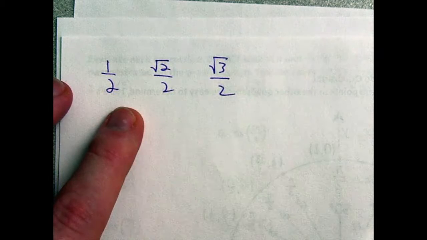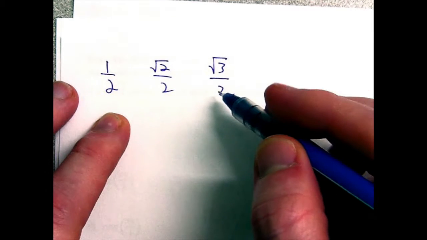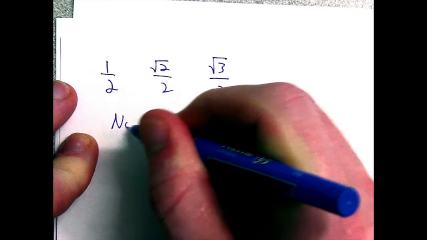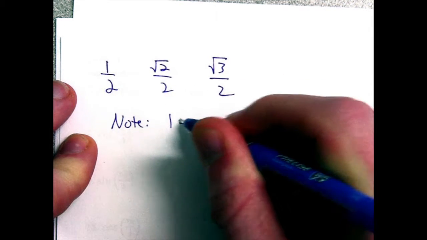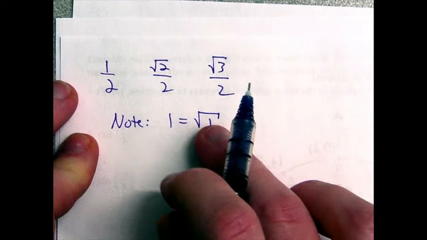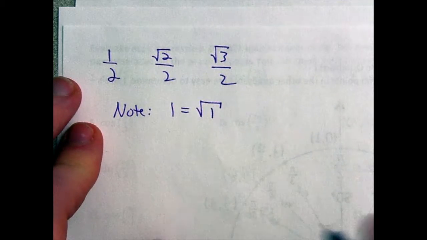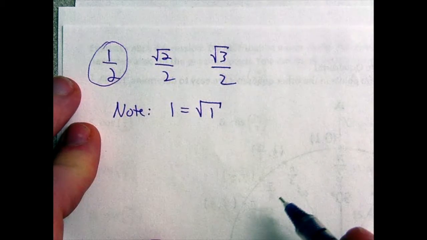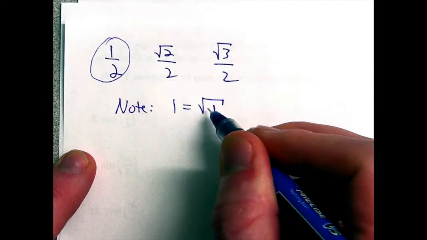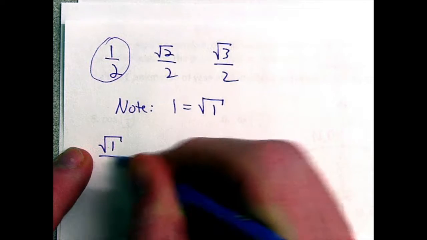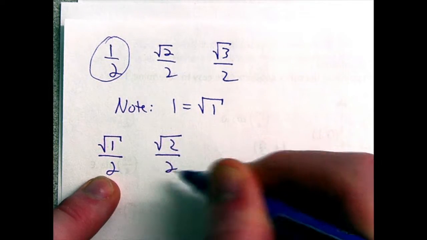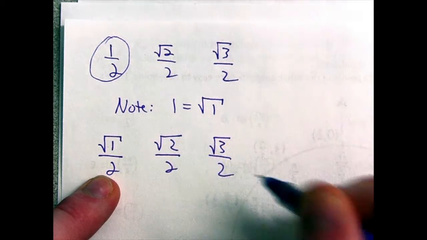It might seem at first a little bit difficult to remember these values. However, I do want to point out one fact. Just note that 1 is equal to the square root of 1. Those two things are the same. Therefore, if you wanted, you could rewrite that very first expression, 1/2. You could replace the 1 with root 1 and rewrite it as root 1 over 2. Then your 3 values are root 1 over 2, root 2 over 2, and root 3 over 2.